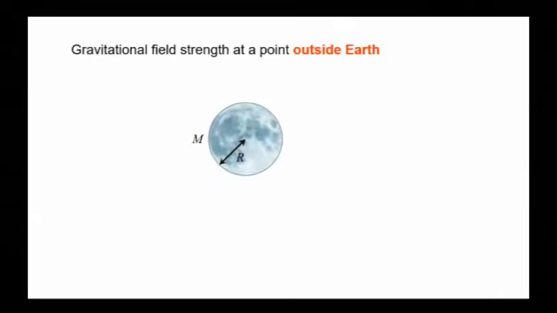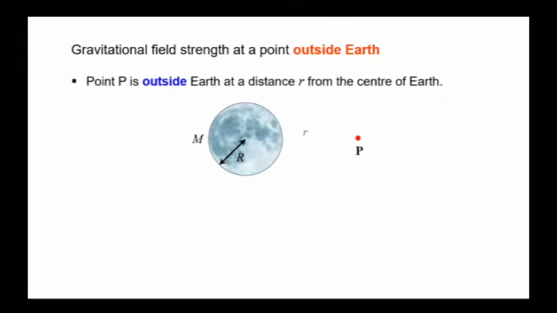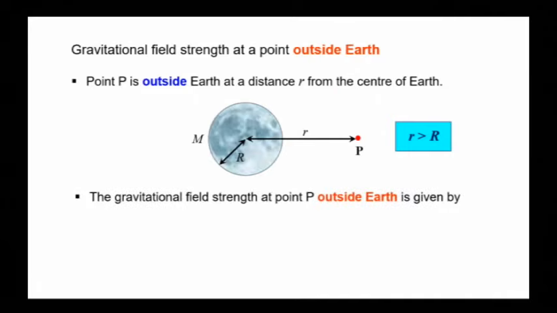Let us take a look at the gravitational field strength at a point outside Earth. Consider a point P outside Earth at a distance r from the center of Earth, where r is greater than the radius of Earth. How does the gravitational field strength change if the position of point P outside Earth changes? By using the gravitational field strength equation, where A equals GM over r squared, we find that the gravitational field strength at point P outside Earth is inversely proportional to the square of the distance r.